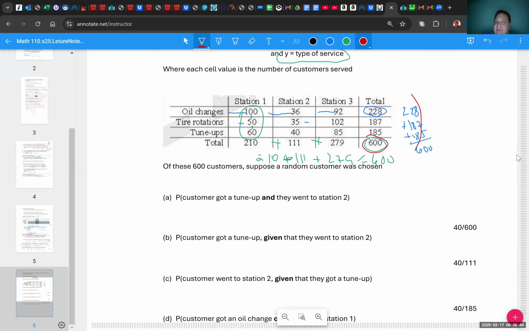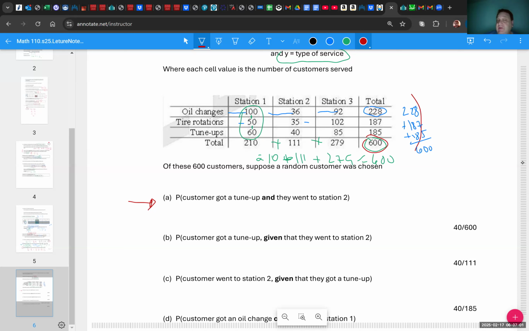Okay, so let's find some probabilities. So we're going to do some ands and some givens and some ors and stuff like that. So we have here my example A. We want the probability that a customer got a tune-up and they went to station 2.